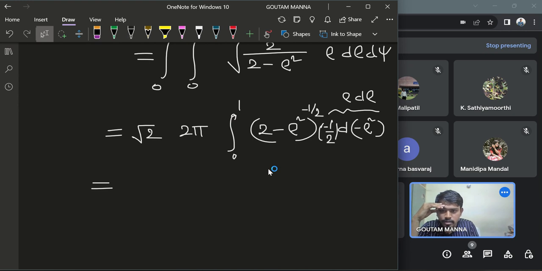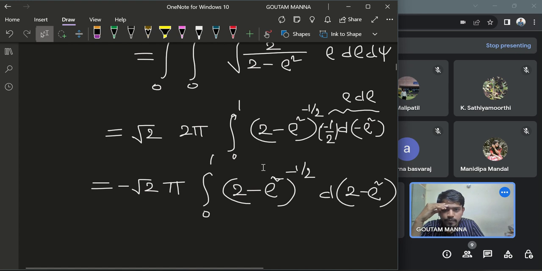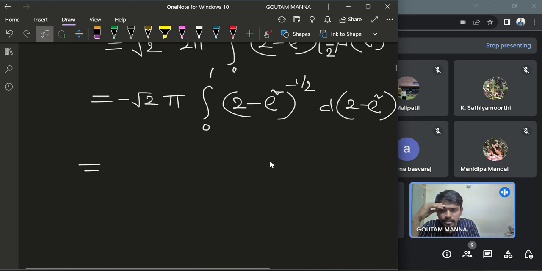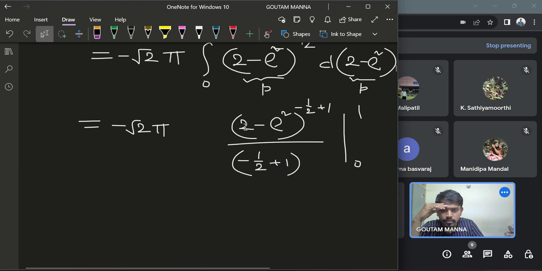So if I take this minus half outside, it will be minus root 2 pi, integral 0 to 1, 2 minus rho square to the power minus half, and this d of minus rho square I can also write as d of 2 minus rho square. So this is basically a p term, and this is a dp term also. So I can now integrate it in the usual way, that is 2 minus rho square whole to the power minus half plus 1 by minus half plus 1, with rho going from 0 to 1. Minus half plus 1 is half, so there will again be 2, so it is minus 2 root 2 pi.